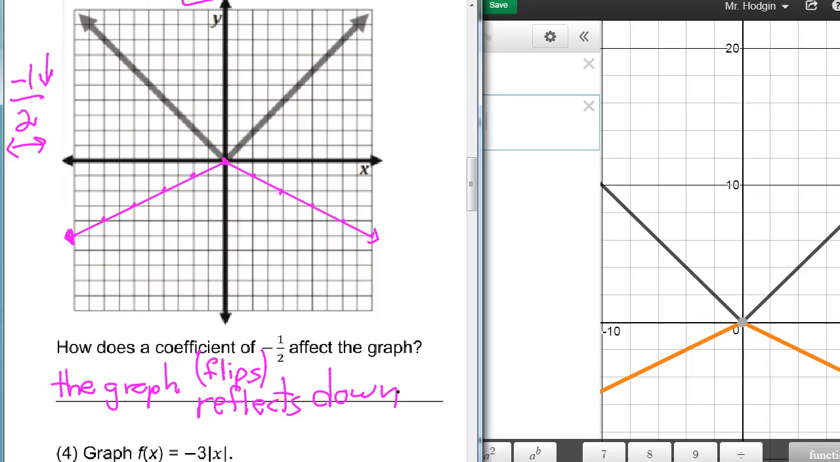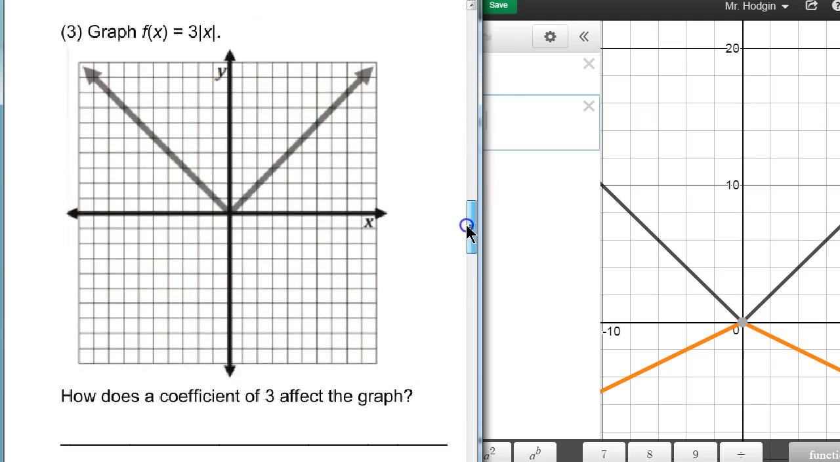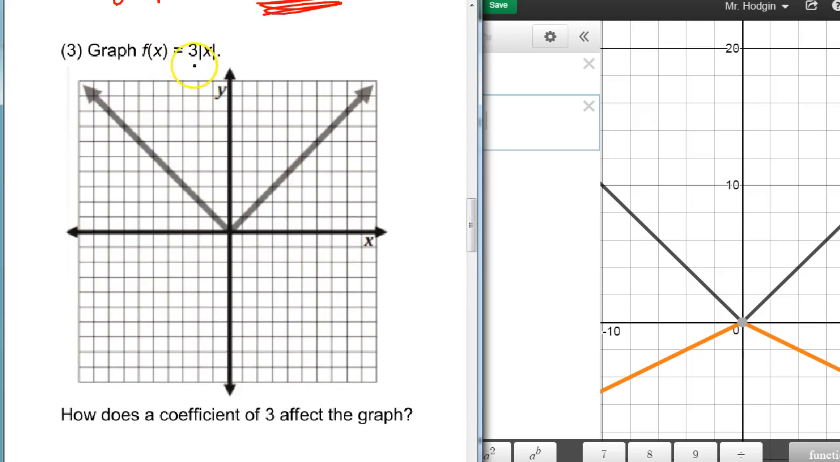Think about a reflection in the water. It's exactly the same. It's going the opposite direction. Huh. Not too bad. So repeat the same process. What do you think will happen with 3?